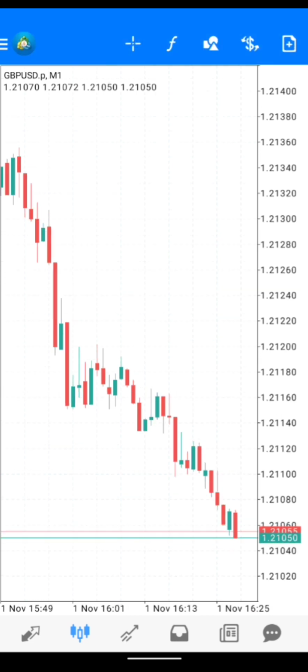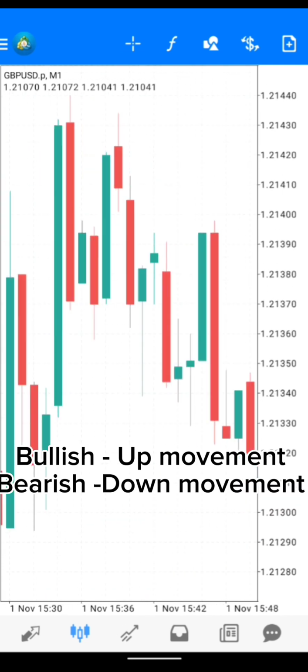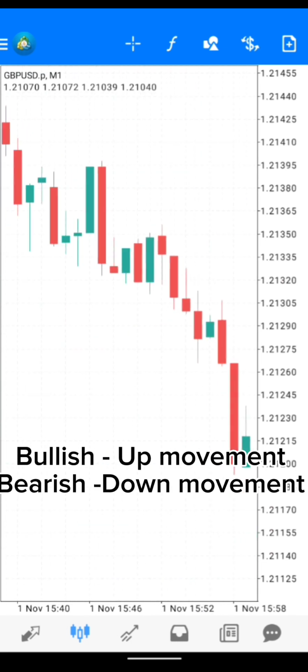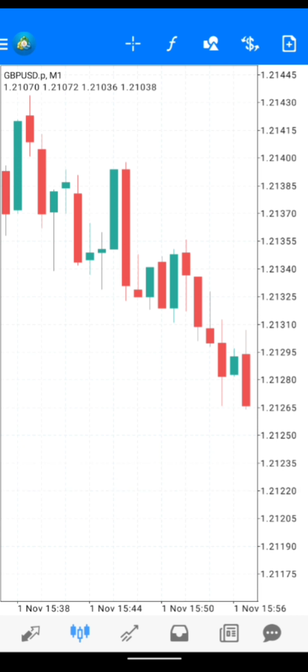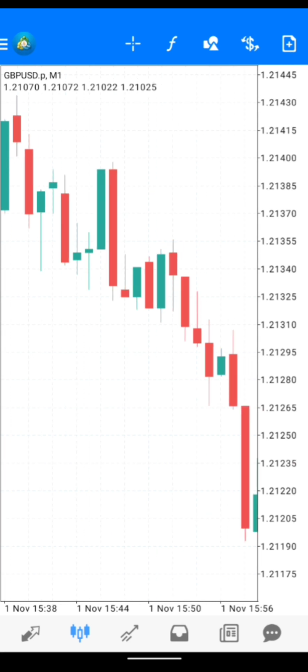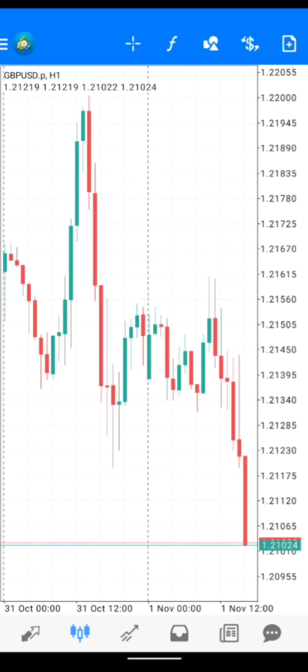Yeah, so candles, let's say how candles form. We have a bullish and a bearish candle. So by bullish, I mean it's going up. If you hear the word bullish, bull, going up, bearish, going down. So in this chart, bullish candles are represented by green. Bearish candles are represented by red. Let's use like a 1 hour time frame, H1, for easy reference. So as you can see here, we have red and green candles.